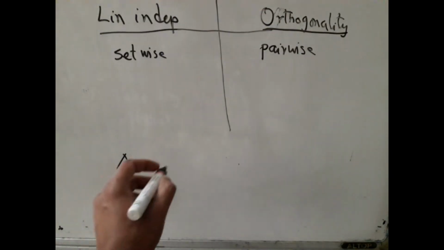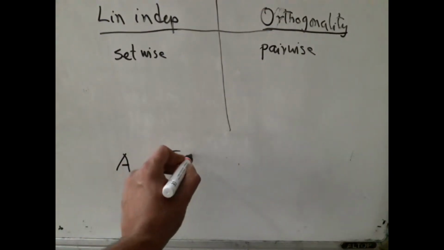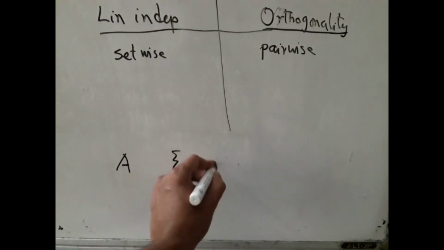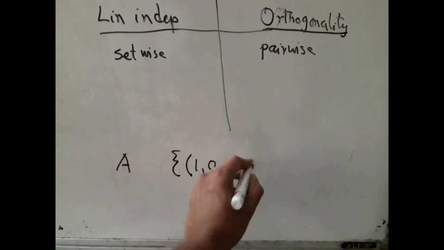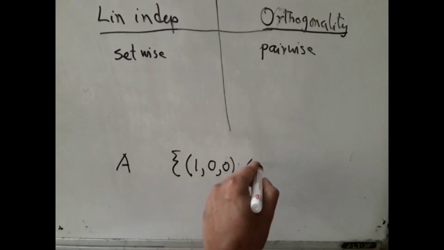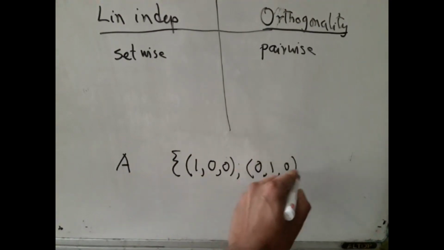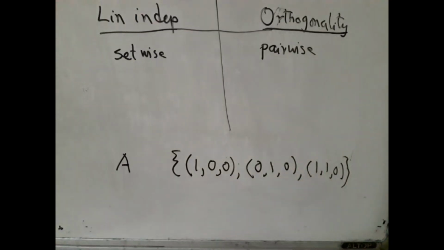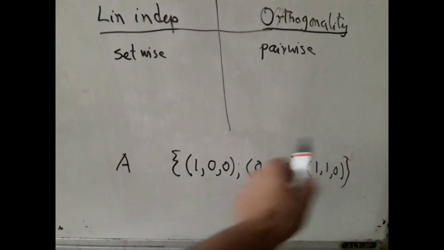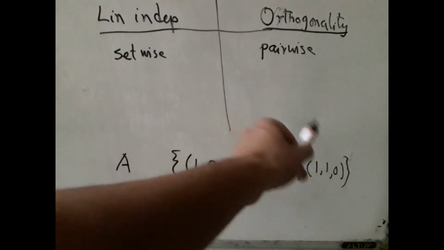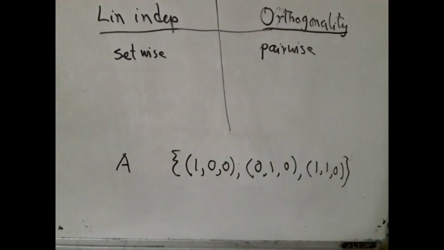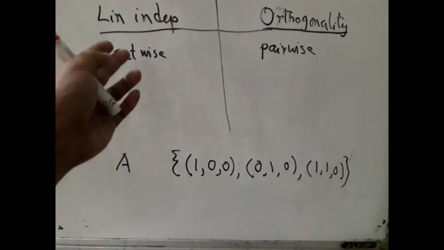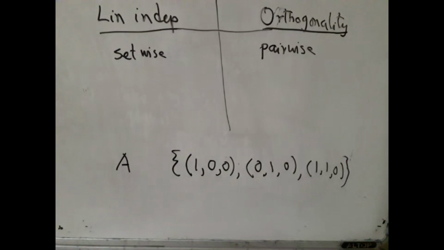Say for example, if I have a set which is like this, say 1, 0, 0, and I give you this set 0, 1, 0 and 1, 1, 0. Then if I take these two, they are linearly independent. If I take these two, this is linearly independent. If I take this and this, they are also linearly independent. However, the entire set is not linearly independent. That's why I said linear independence is not a pairwise property.